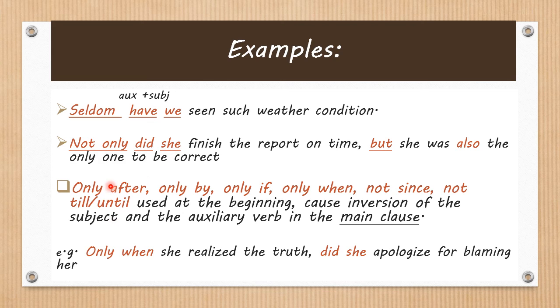Another rule. Only after, only by, only if, only when, not since, or not till, until. When they are used at the beginning of a sentence, they cause inversion of the subject and the auxiliary verb in the main clause. Example: only when she realized the truth did she apologize for blaming her. Only when is the expression placed at the beginning of a sentence, whereas the inversion happens in the main clause. Did she?